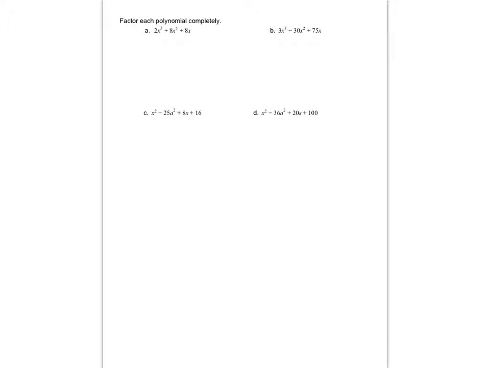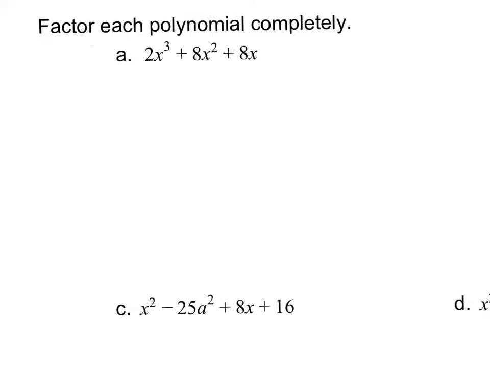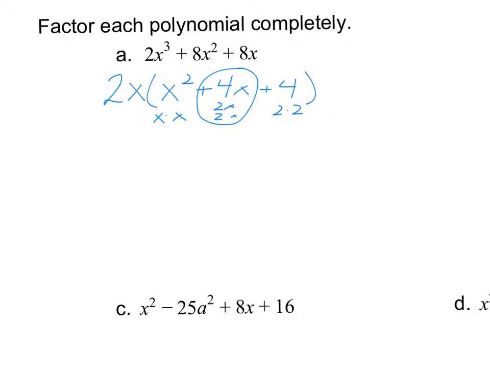So if we look at these examples, when I look at A, I can see that each of these terms has a 2 in common as well as an x. So when I remove 2x, I'm left with x squared plus 4x plus 4. Now this looks to be a perfect square trinomial. In order to check, I check x times x and 2 times 2. When I put them together in the middle, it definitely generates the 4x, so we're good.